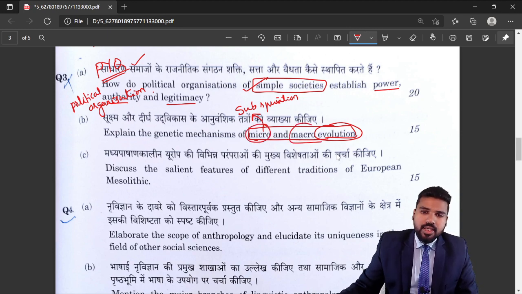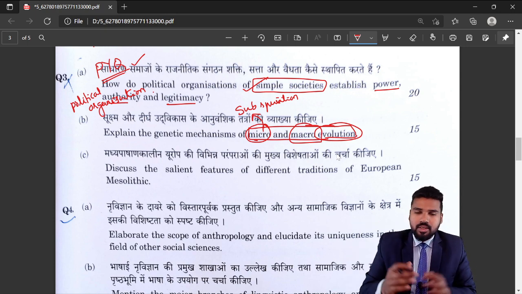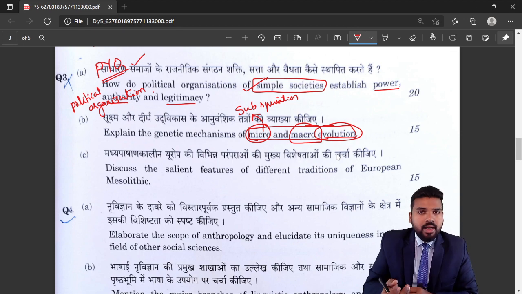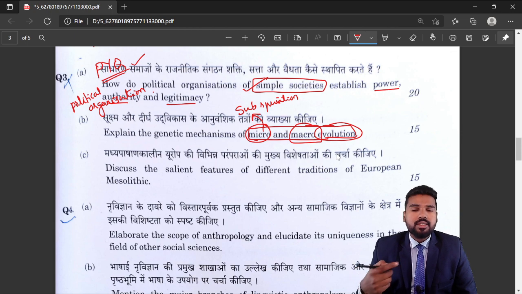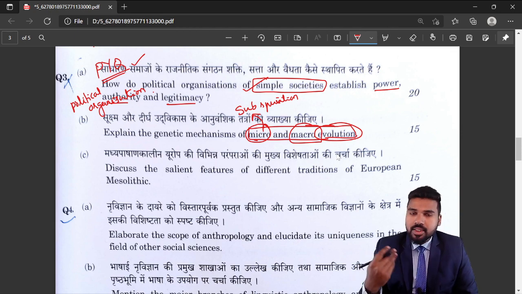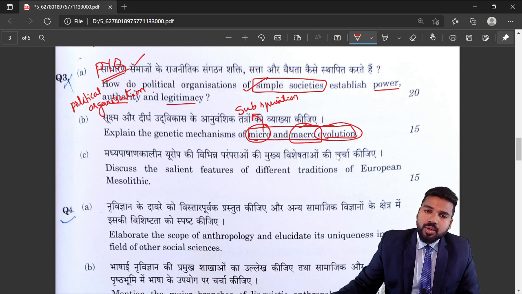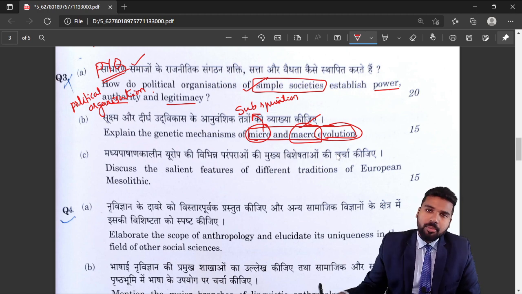Similarly, if such change or evolution happens at the order level, like primates and non-primates, both of them are different. If you look at their evolutionary trends, they are different. If it happens at a higher stage, like genus, order or phylum, under such higher orders, that we call macro evolution. So here you just have to provide the genetic mechanism for micro as well as macro. You can talk about micro.